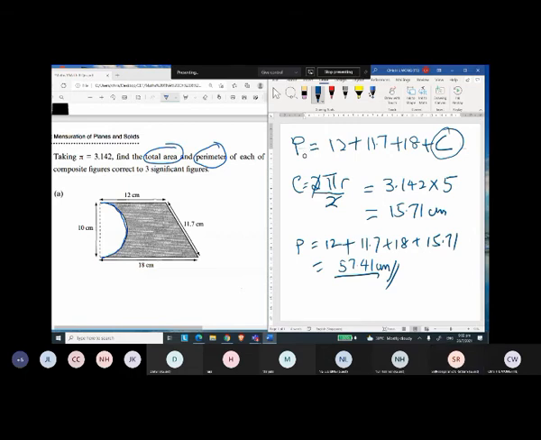Now we're going to calculate the area. Tell me what you want to do. How do you calculate this area? The area of the shaded part, is it? Yes, area of the shaded part. How do you do this?